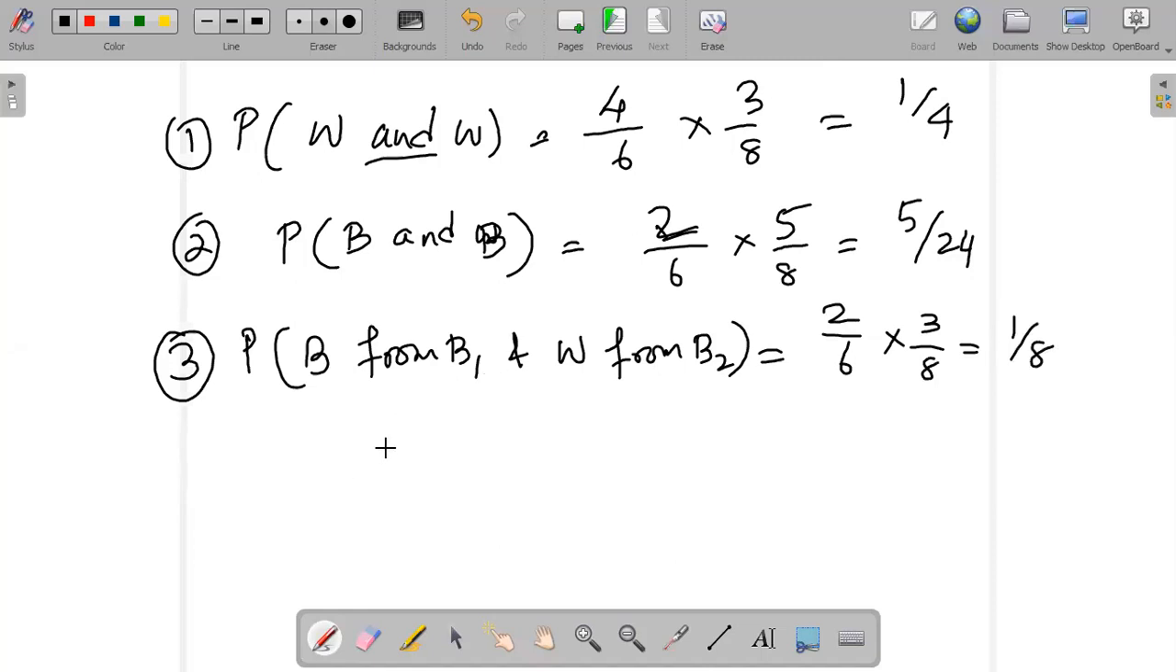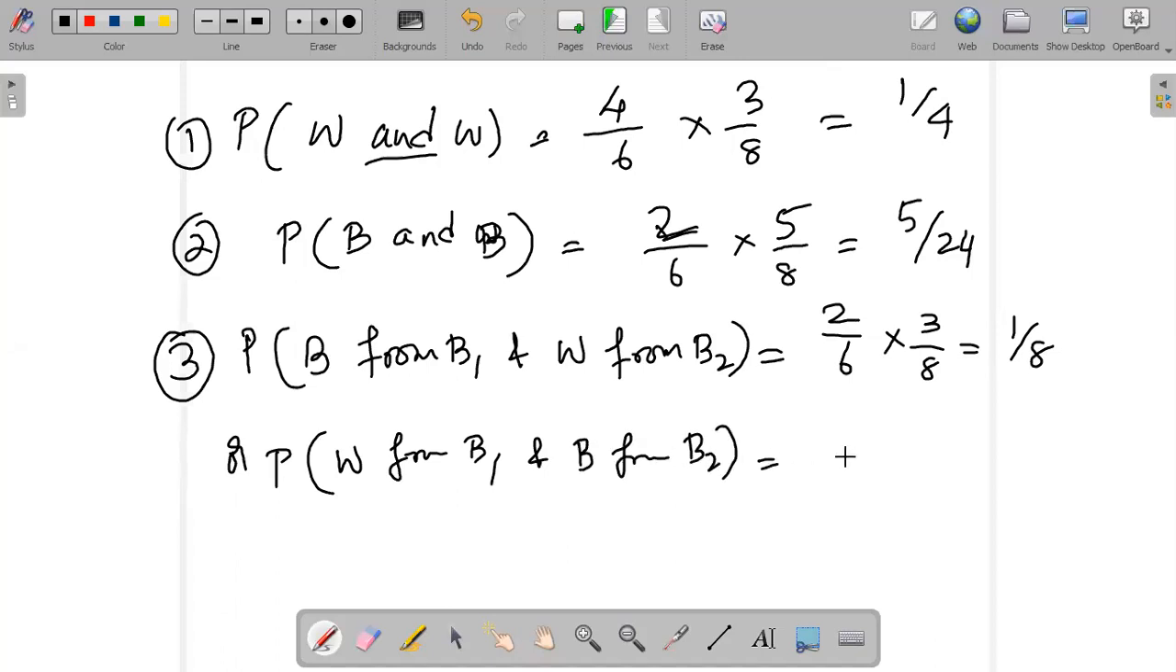Is this the only possibility? Can we have another type? Yes. It is white from B1 and black from B2. This is the possibility. That's it. Only these can be, because luckily we have only two colors. If colors are increased, then you have to do all of them, right? And now we got this result and this result.